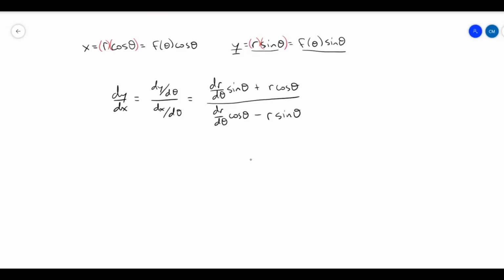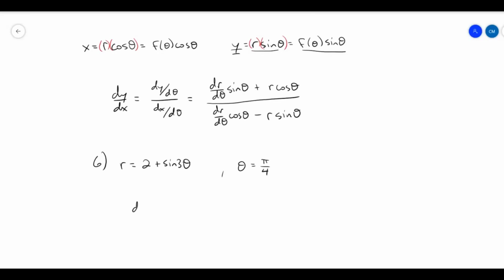So this formula is a bit complicated, and it's really not that nice to work with, unfortunately. So using that, you could answer a question like number 6. It says, find the slope of the tangent line at the given value of theta. So suppose I have a function here, r equals 2 plus sine 3 theta, and I want to find the slope of the tangent line at this particular value of theta.